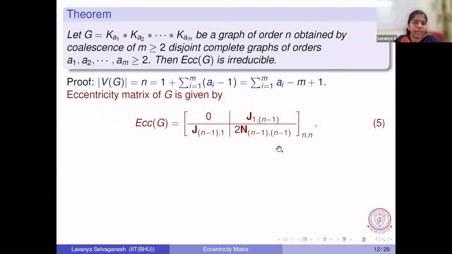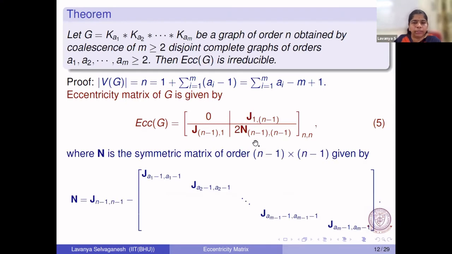The eccentricity matrix is again a block matrix, where the first row represents the central vertex, which is glued together from all these complete graphs. That vertex has all entries equal to 1 except the diagonal entry. And we have another block, which is the all-ones matrix of size n minus 1 by n minus 1, with the diagonal blocks of the size of each of these complete graphs removed. It is a very nice looking structure, a dense matrix with all ones except the diagonal blocks.